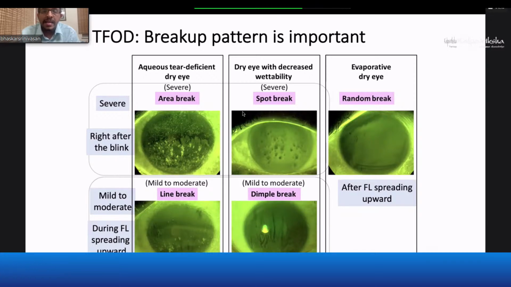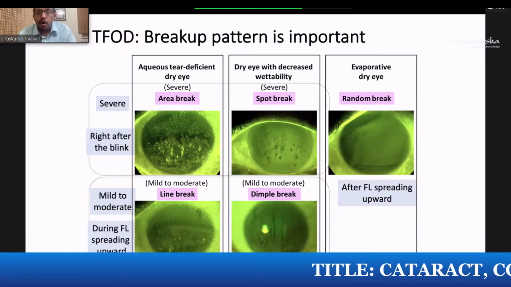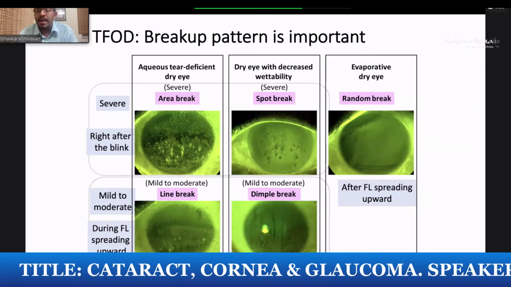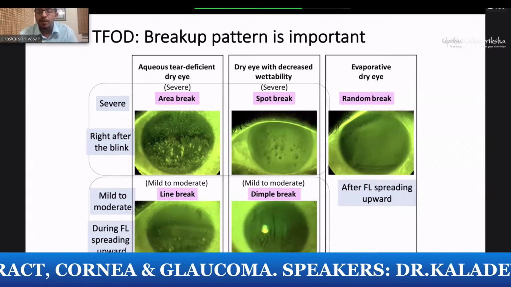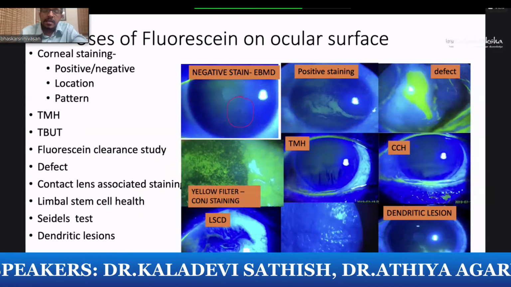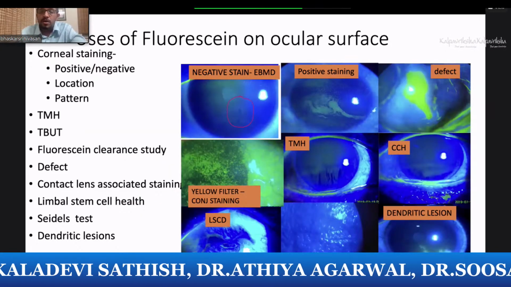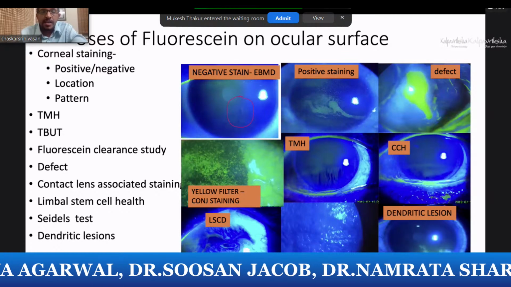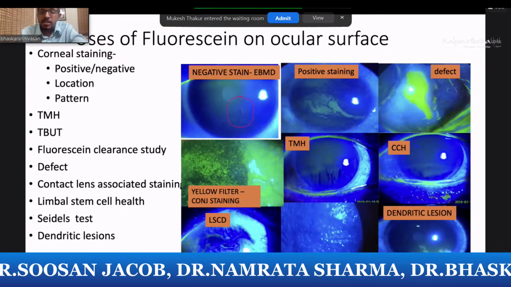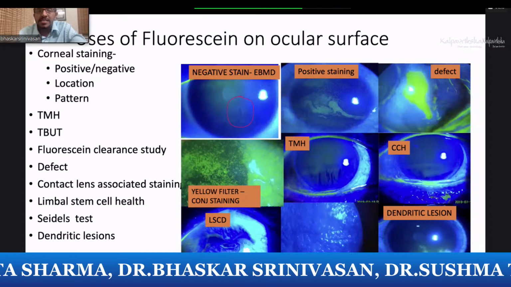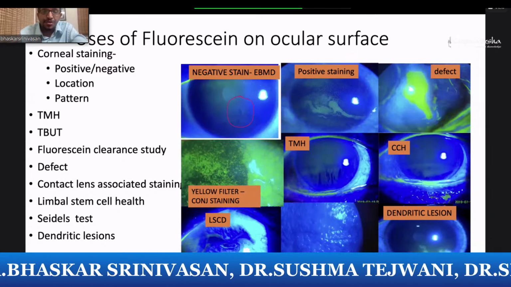More commonly, ATD in terms of the staining pattern and the line break is very easy to identify. The spot break when it is mild is a little bit challenging, but if it's very severe, it's easy to make out. And for a random break, you have to give it time for the tear film to form before you see the random spots of tear film breakup. Again, it's very important to use fluorescein for diagnosing ocular surface diseases, and it gives you a multitude of information, whether it is a positive staining or a negative staining, or say a Seidel's positive test, or limbal stem cell deficiency. It gives you a lot of information, and it is an essential part of any ocular surface evaluation.